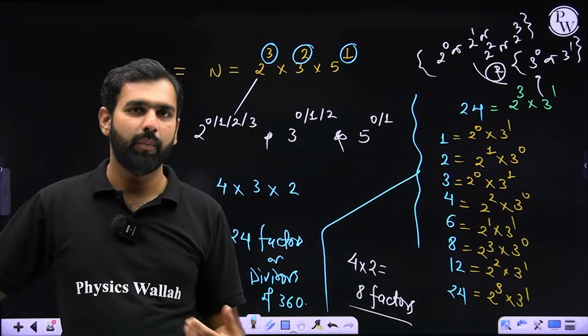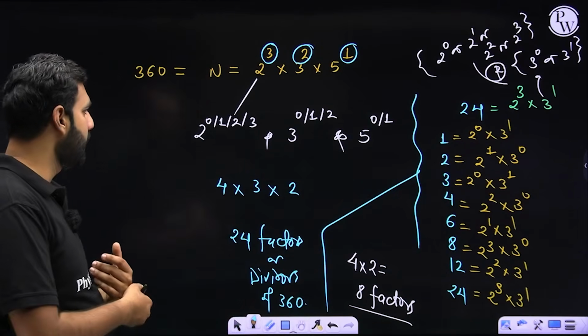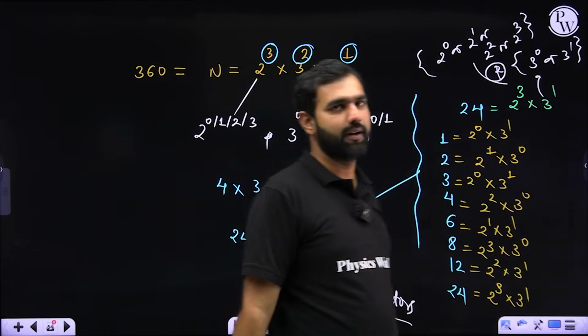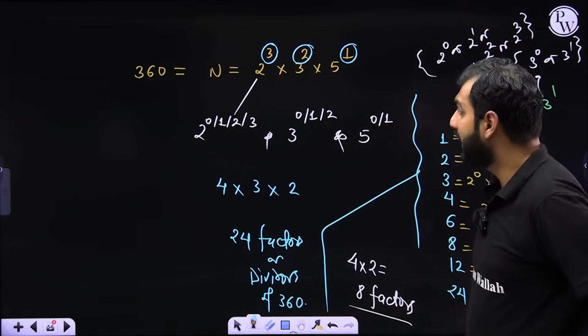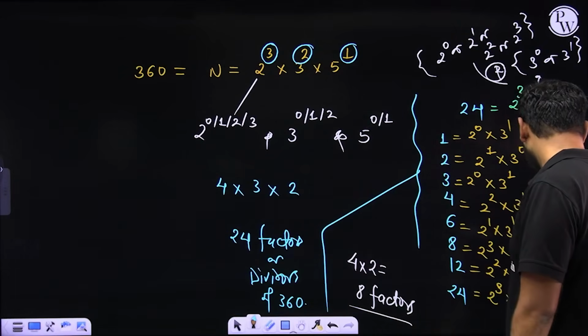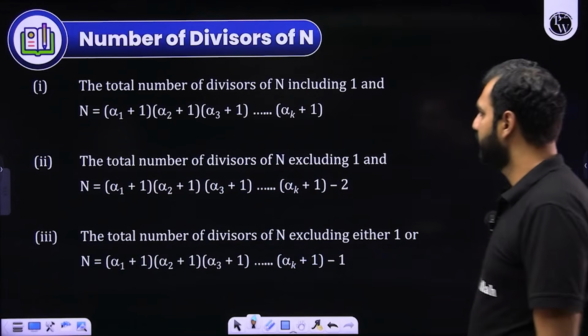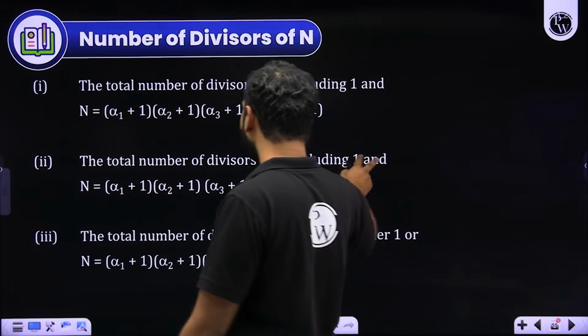There are some more formulae yet to come. I'll explain all those formulae, but not in this detail. But of course, the first formula has made a complete or great sense here, right? So let's talk about the next formula. The total number of divisors excluding 1 in the number.